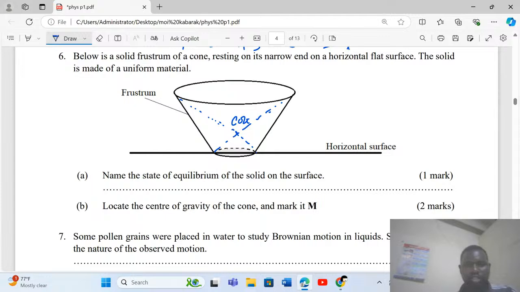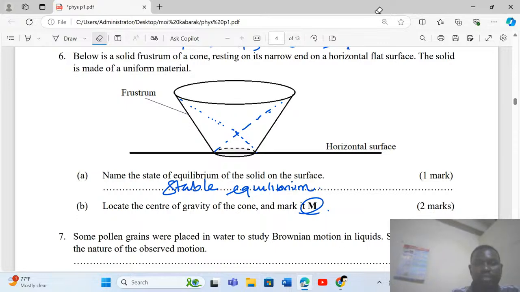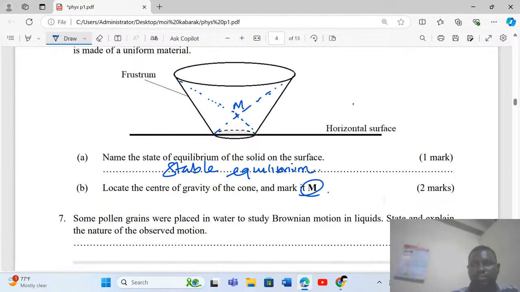If you look at the positioning of the COG, the moment you slightly tilt this frustum, it will still come back to its normal position, meaning that it is in a stable equilibrium. Locate this and you mark it M. So now I have to delete my COG and put my M as per the instruction of the question.